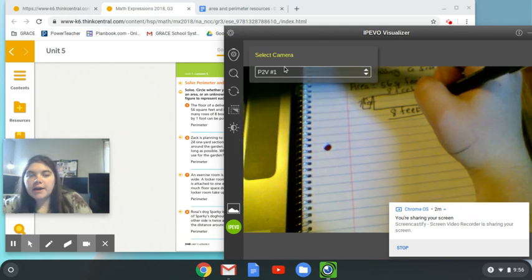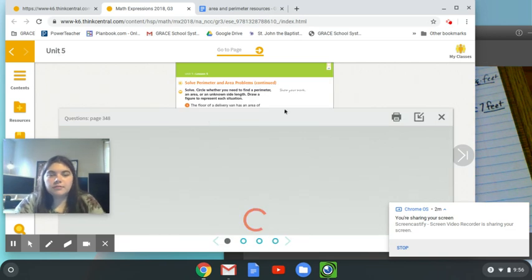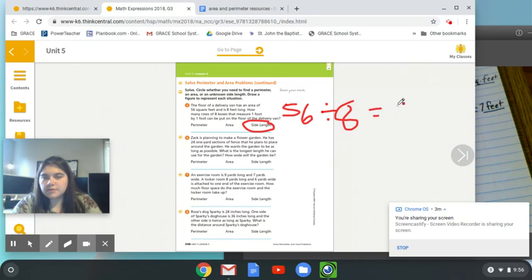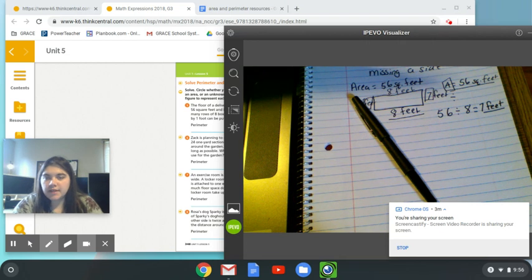So for number 5, I would say that I solved for side length, and my work was 56 divided by 8 equals 7 feet. I apologize for my writing. Okay, so that's what you do if you are given area and you're missing a side.